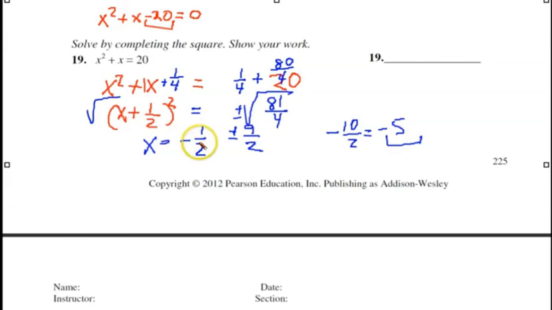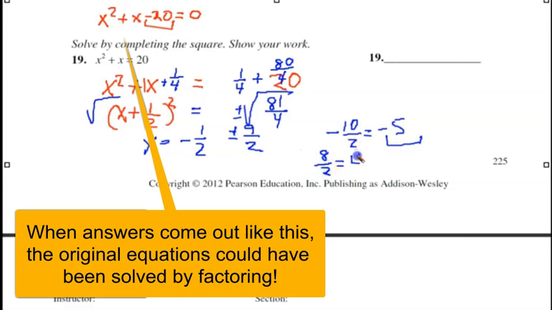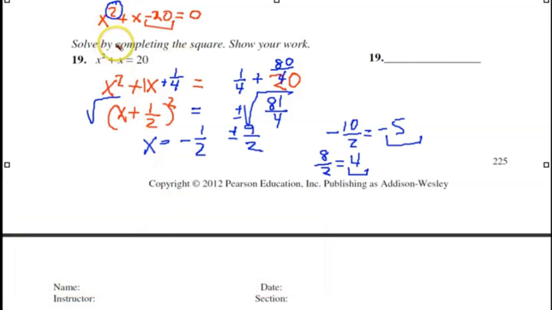I take the negative 1/2 and the positive 9/2, and that gives me a positive 8/2, which gives me a 4. And there's my other answer. Remember, we're dealing with equations to the second degree, so we need two answers. And we solved this one by completing the square. This was a rather hard example. We'll have some easy ones.